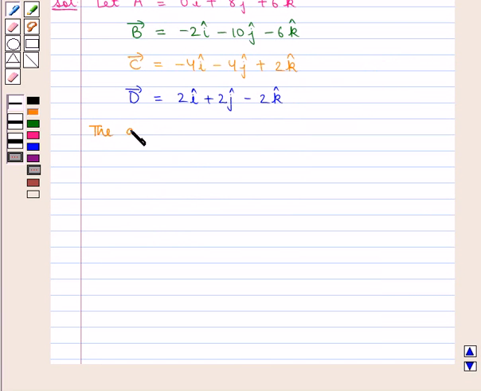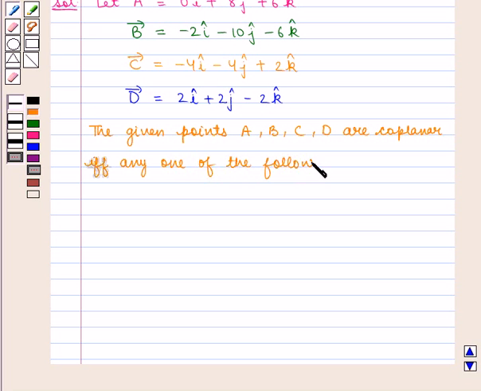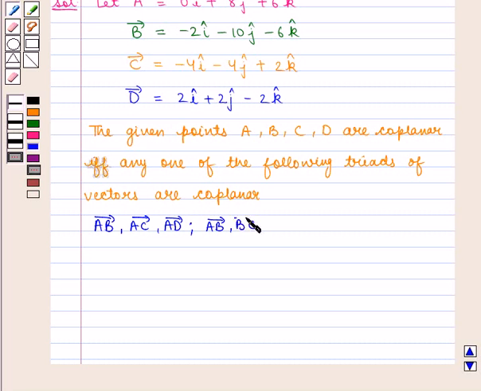The given points A, B, C, D are coplanar if and only if any one of the following types of vectors are coplanar. That is, vector AB, vector AC, vector AD, or vector AB, vector BC, vector CD, or vector BC, vector BA, vector BD, etc.